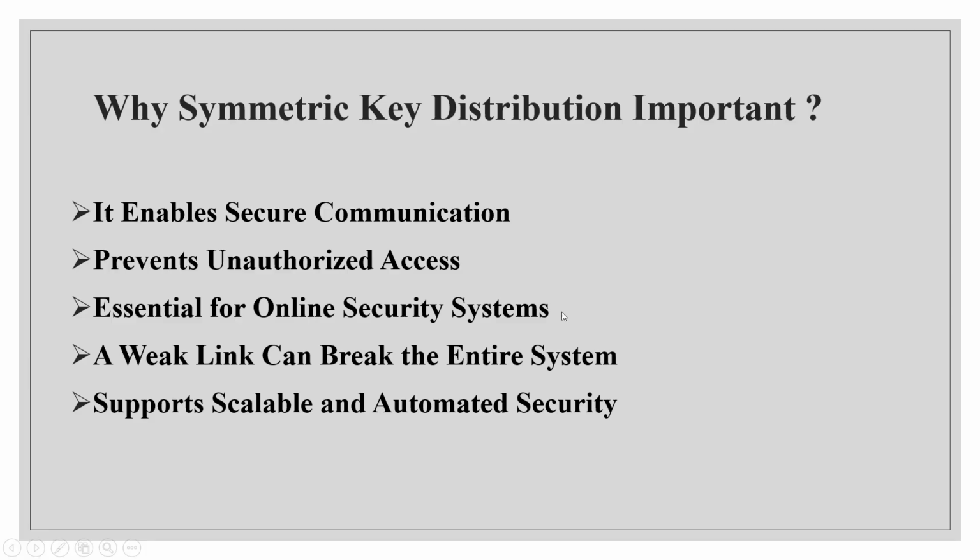Next, a weak link can break the entire system. No matter how strong the encryption algorithm is, if the key is compromised during distribution, the encryption becomes useless. So, key distribution is often considered the weakest link of symmetric cryptography.